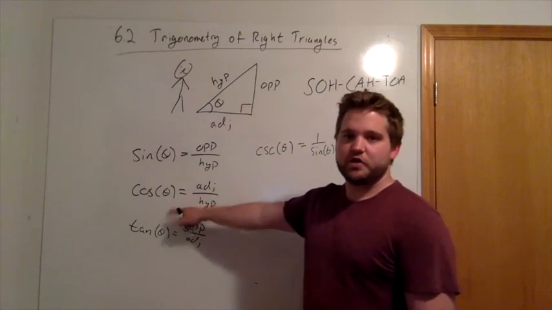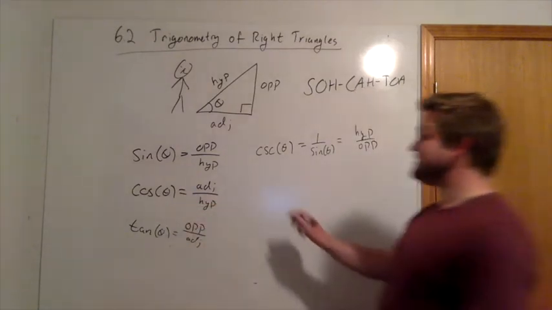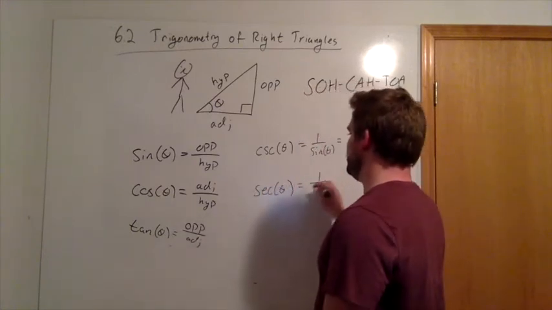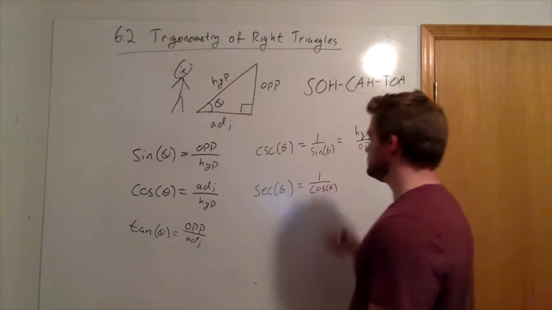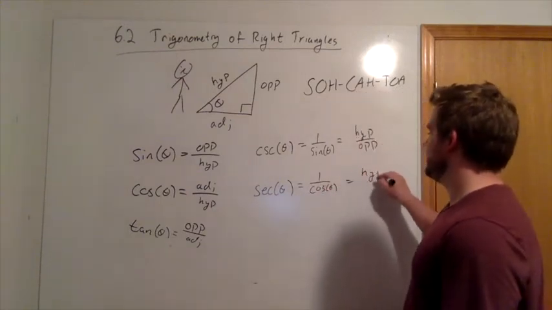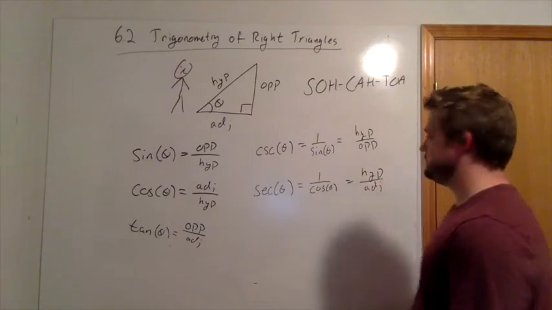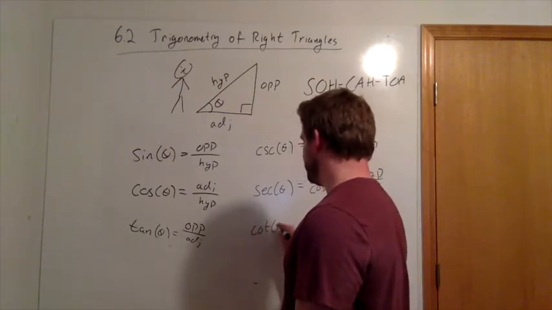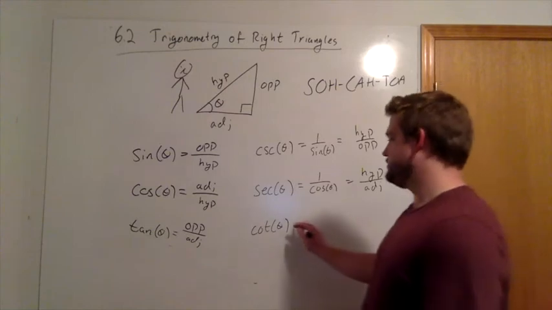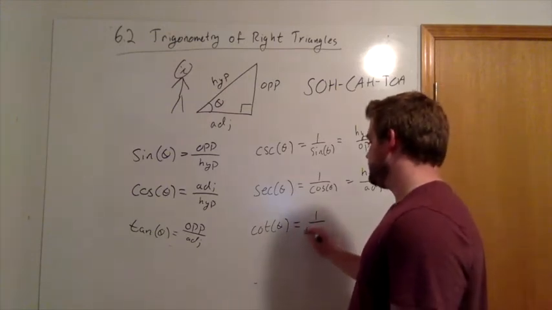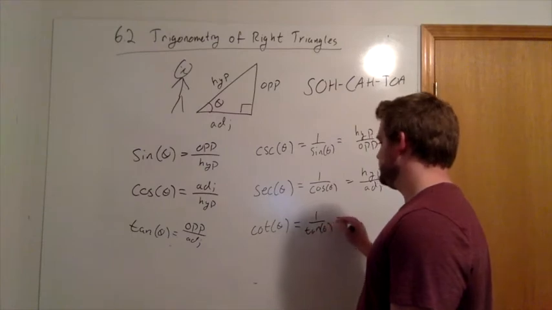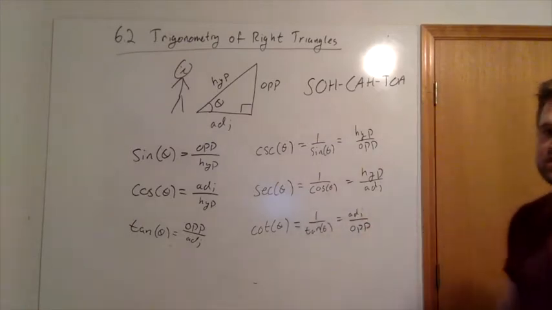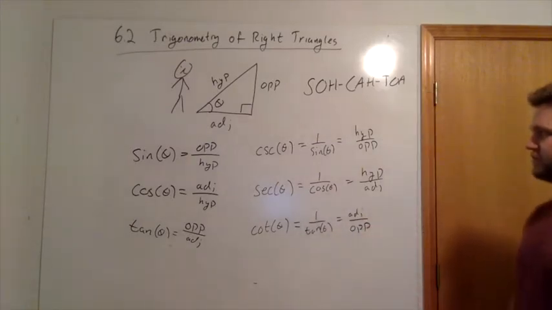The reciprocal of cosine is what we call secant of theta, abbreviated SEC of theta. It's defined to be 1 over cosine of theta. So that'll be hypotenuse over adjacent. And the reciprocal of tangent is what we call cotangent, abbreviated COT. The cotangent of theta is defined to be 1 over tan of theta, which will be adjacent over opposite. So these are the definitions of the six trig functions.